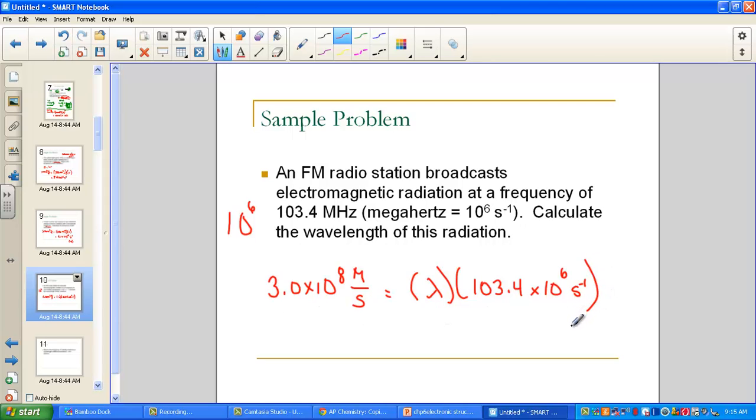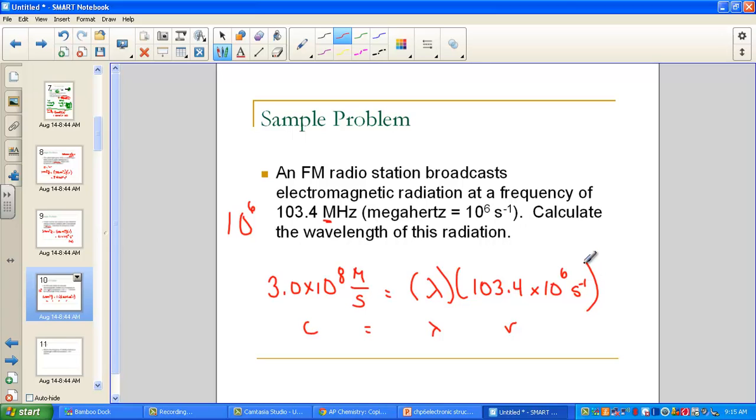Now I've got my variables in the familiar position. C is equal to lambda nu. I didn't want to flip those around and make you think I was writing the wavelength in that position. Speed of light is in meters per second, so I had to make sure I was reporting my frequency in per second. I took care of that by saying 103.4 times 10 to the 6th to get rid of the mega and keep it in simple terms of every second.